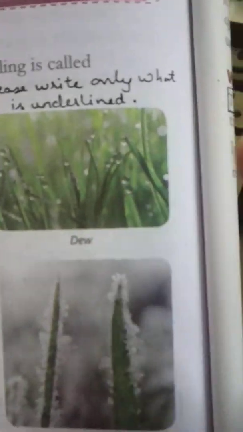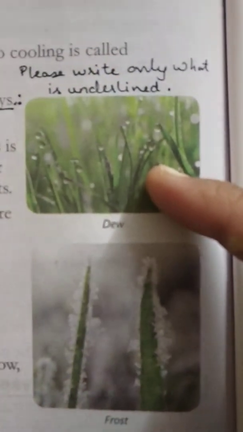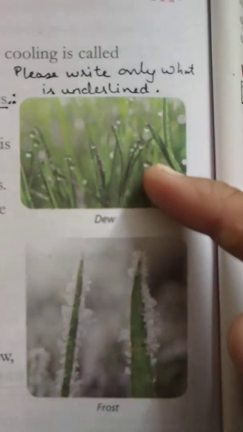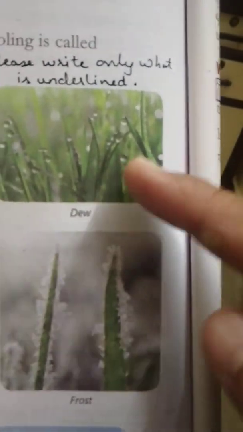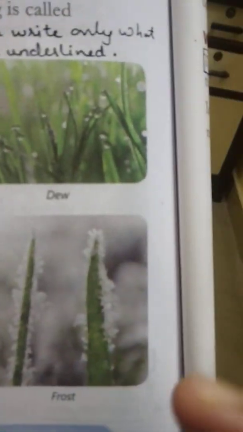Why are they formed? They form when the temperature is low and the water vapor condenses on cool objects and forms droplets. So they are called dew. We call it os in Hindi. Now the next is frost.